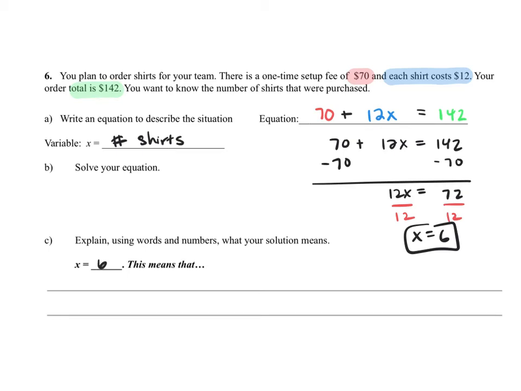And so then what this means about the context of the problem is that it would cost $142, because that was my total cost, for 6 shirts. You might also say something like, it would take 6 shirts to have a total cost of $142, but you want to make sure that you're including both the 6 shirts and the total cost, because the total cost was our end result of the 6 shirts.